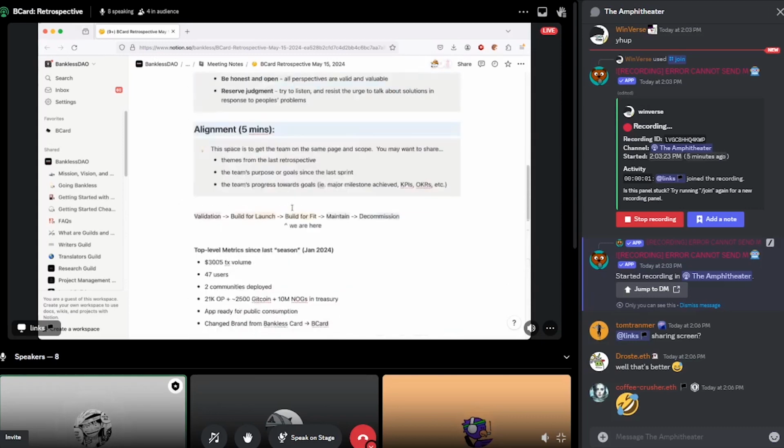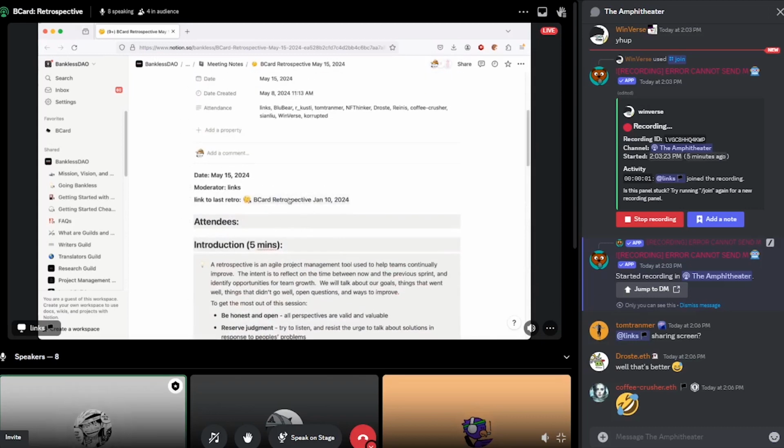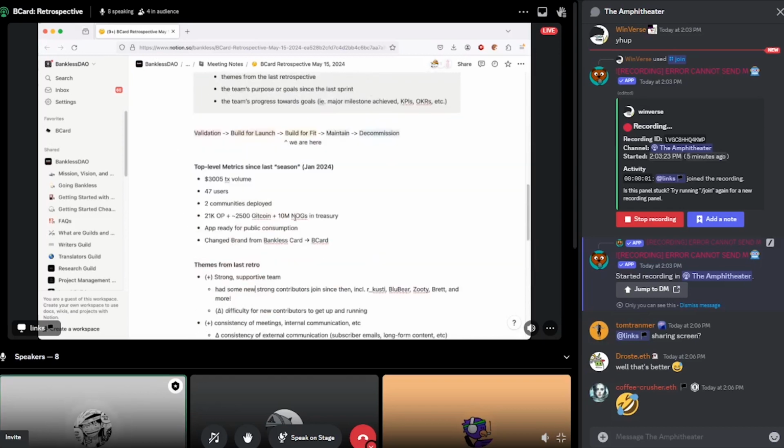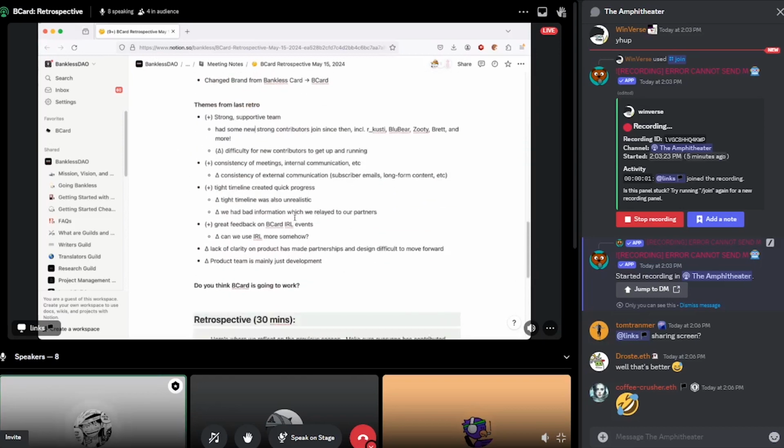Themes from the last retro, you can get deeper into it. There's a link to the last retrospective here at the top of the page if you want to take a look. But I summarized some of these themes. On the plus side, we had a strong supportive team, and we have had even some new strong contributors join since then. I named some: Arkusti, Blue Bear, Zudi, Brett, and more. So more contributors coming, and difficulty for new contributors to get up and running was a delta.